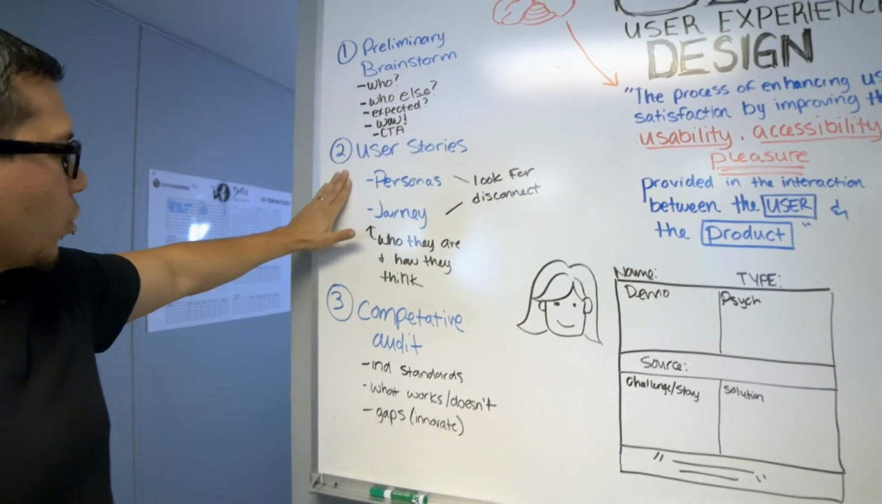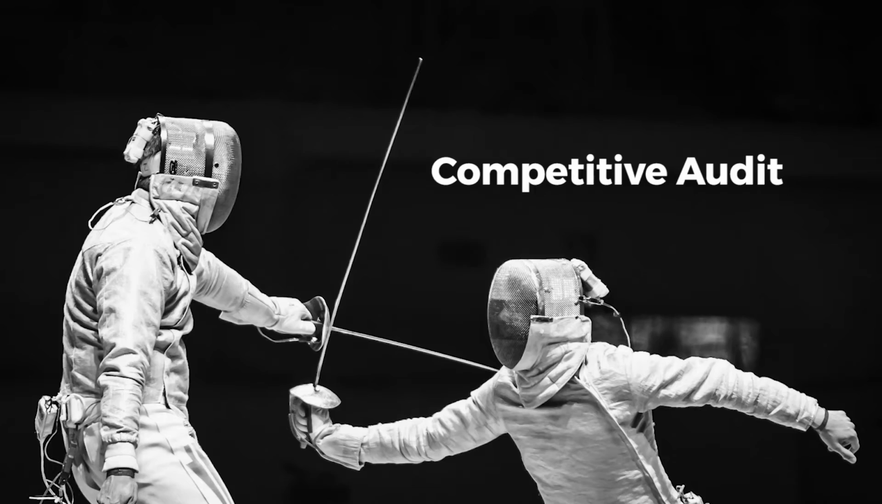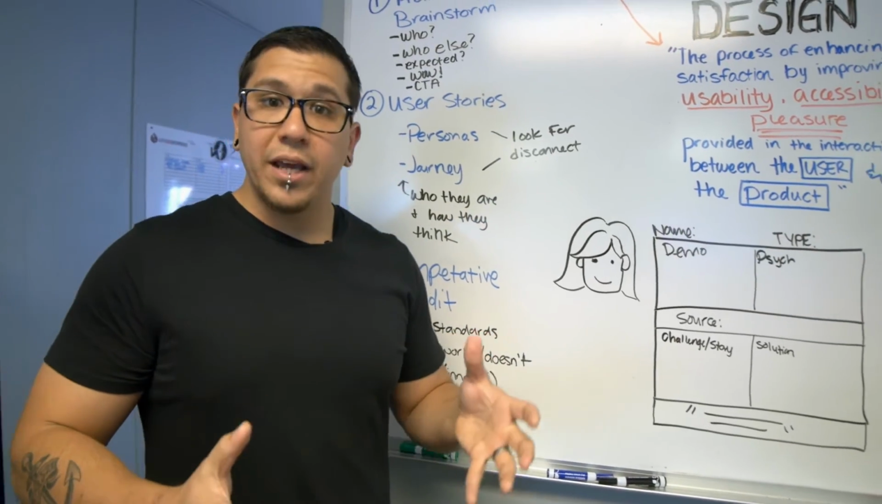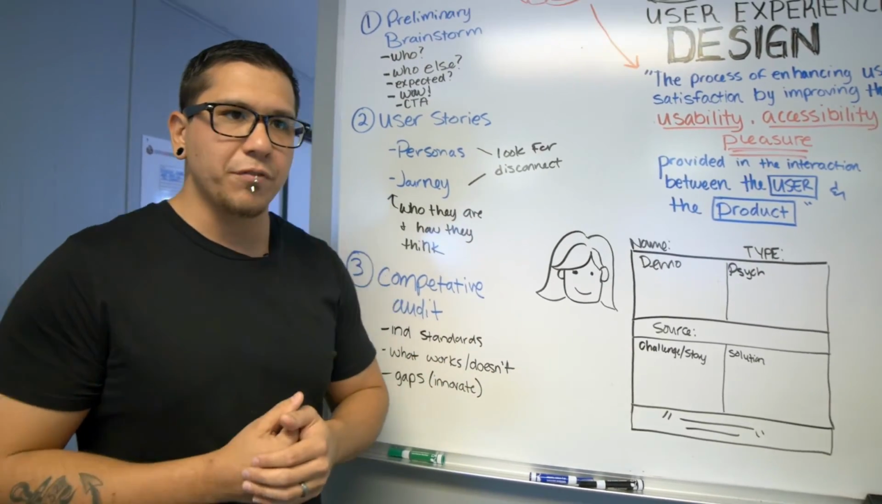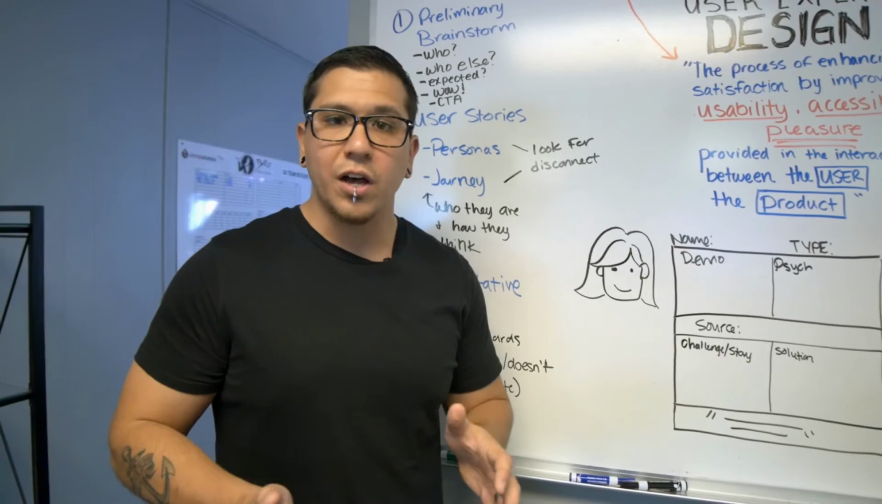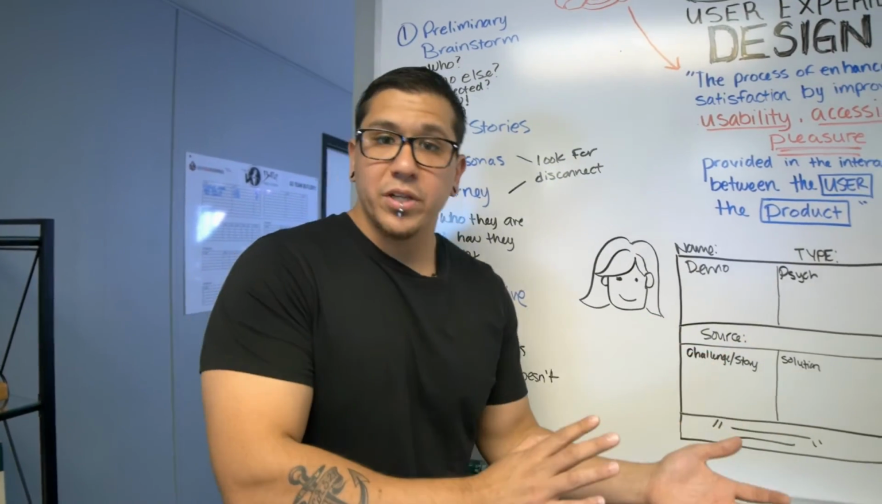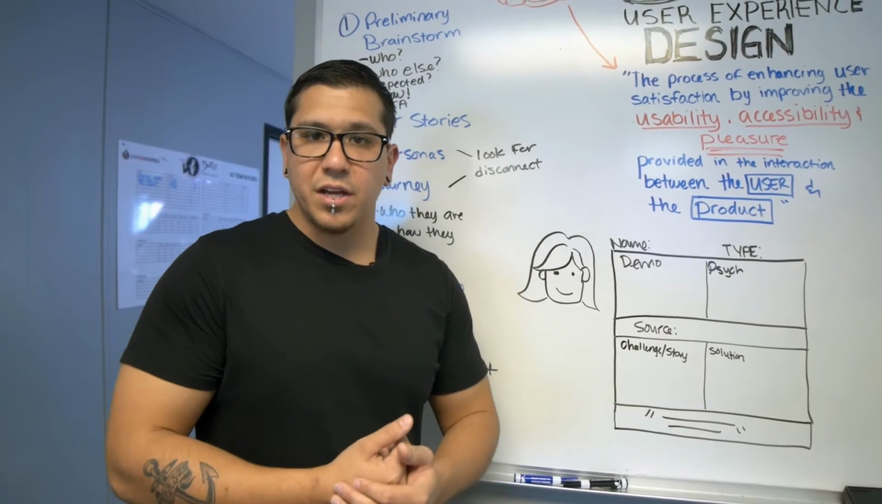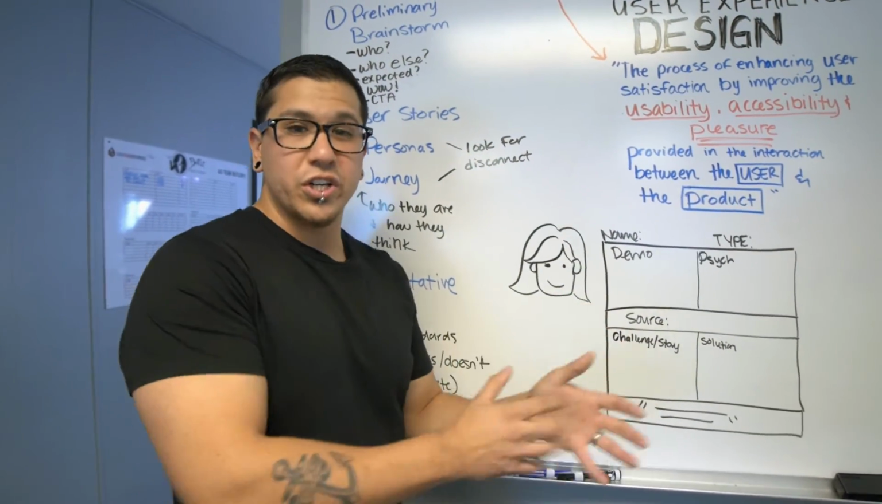So we do our user stories, then we do a competitive audit. In the competitive audit, we're basically just looking at your competition. I might look at the market share dominator. For example, if I'm a local coffee shop, I might look at what Starbucks is doing on their website if we're thinking about a website design for our coffee shop. They are the market share dominator.